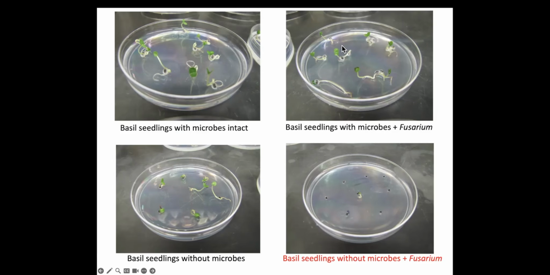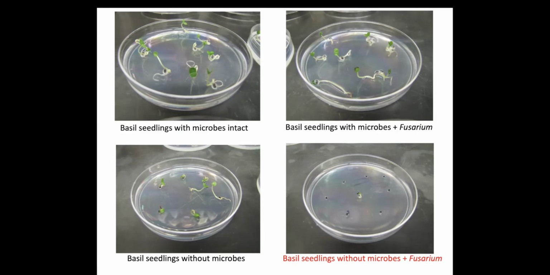It's not affecting these seedlings. Okay. And if you look below now, this is where the microbes have been removed. And when we remove the microbes, you see these seedlings were diminished a little bit, but they're still growing, right? Okay. But then when we put Fusarium there, they're totally damped off. It killed these seedlings. They can't grow.